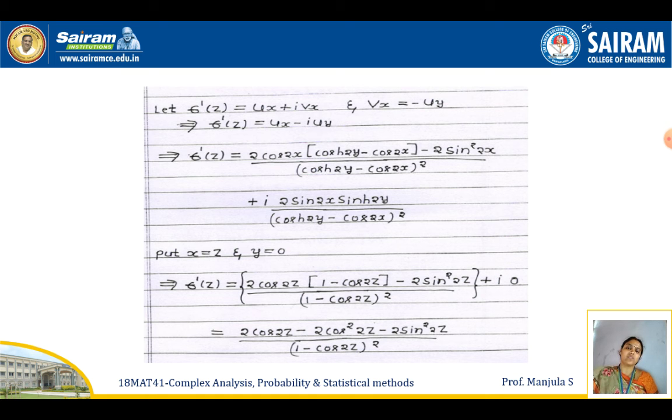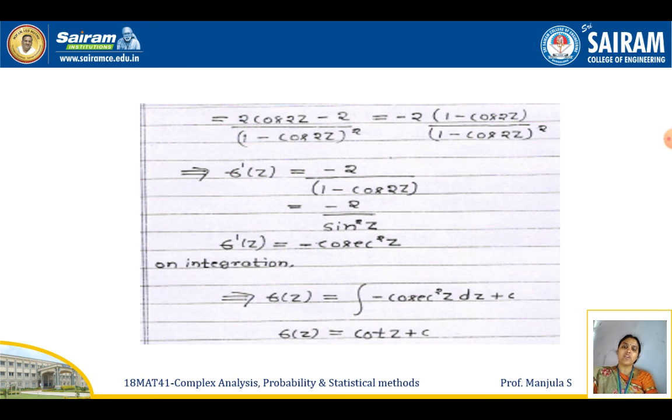So 2 cos 2z minus 2 cos square 2z minus 2 sin square 2z, divided by 1 minus cos 2z whole square. In the numerator, if you take minus 2 as common, it becomes cos square 2z plus sin square 2z, the value of which is 1. So this equation can be written as 2 cos 2z minus 2, divided by 1 minus cos 2z whole square, which equals minus 2 into 1 minus cos 2z divided by 1 minus cos 2z whole square. One term gets cancelled, so minus 2 divided by 1 minus cos 2z.